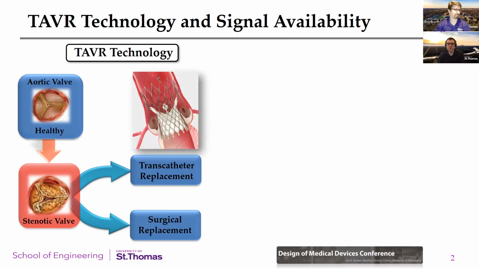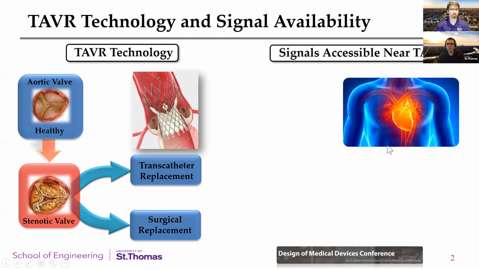Through a catheter, a physician can place a shape memory alloy frame as well as bioprosthetic leaflets that are sewn into that frame, and that takes over function for the diseased valve. This is a purely mechanical and passive device.